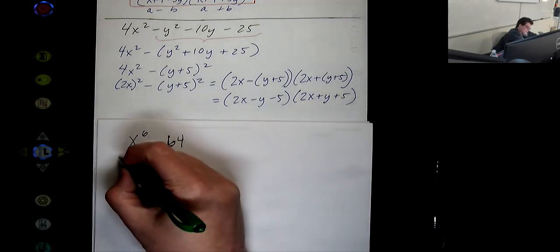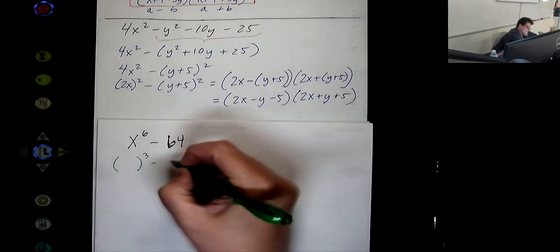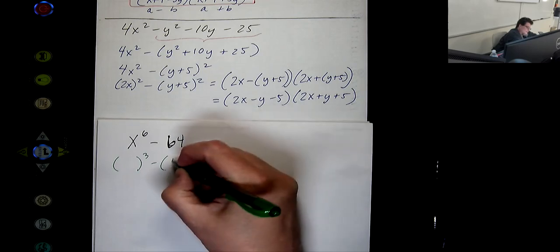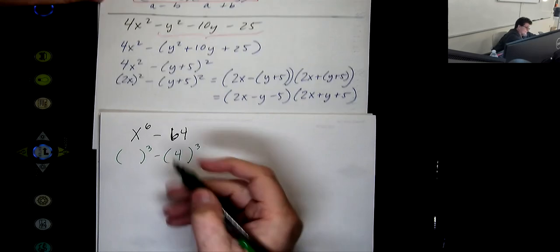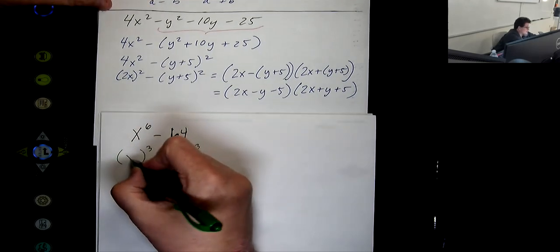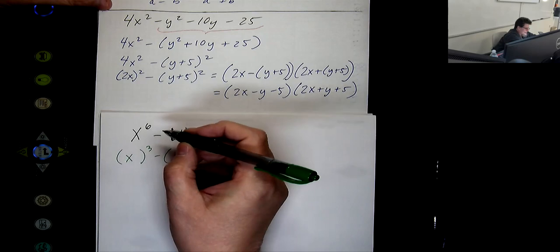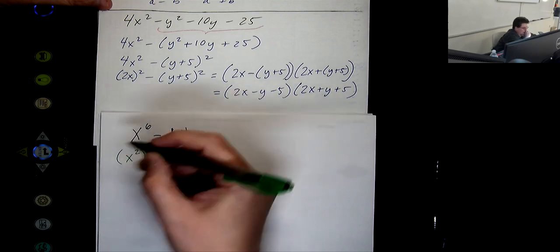So I want to write this as something cubed minus something cubed. So 4 goes in there. What goes in the first one? X to the power of 2. That X to the power of 2 works, but yeah.